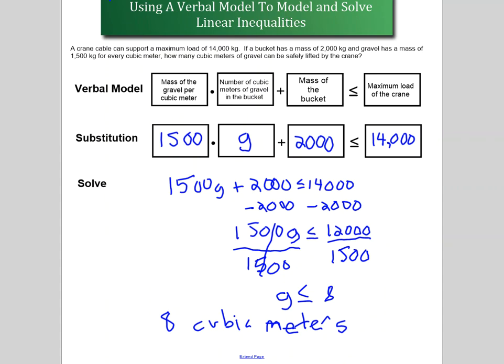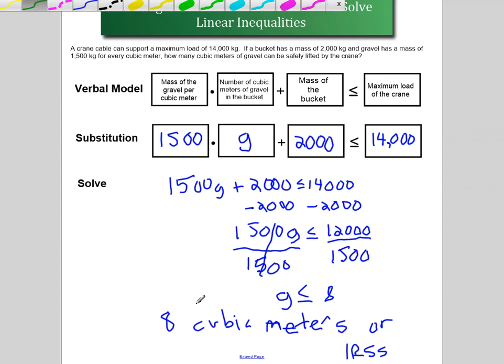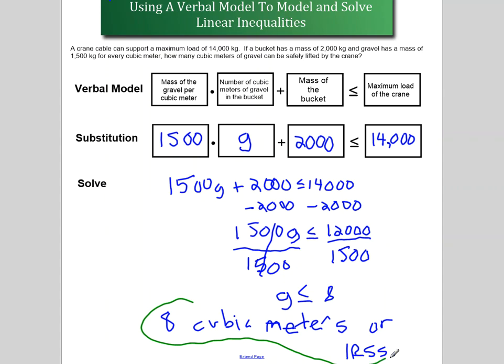Okay, 8 cubic meters of gravel or less. So the "or less" is important because that implies that it could be 8 cubic meters, but it's also potentially less than 8 cubic meters. This is essentially my final answer, 8 cubic meters or less. I'm going to circle it in green. This is my final answer. That means that I could have 7 cubic meters, 7.5 cubic meters, 6 cubic meters, etc.